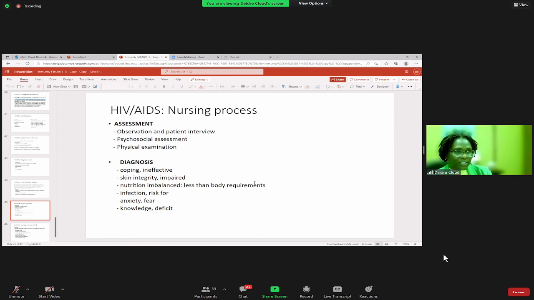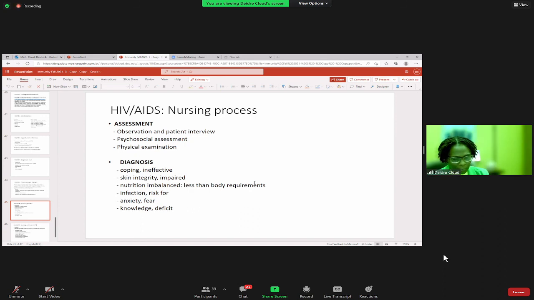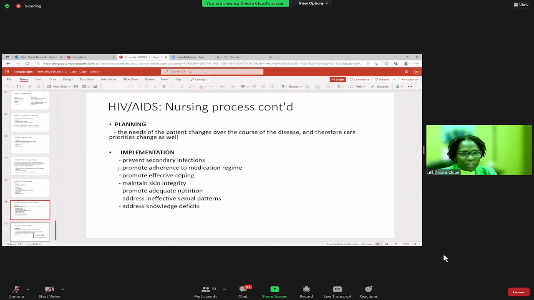And so if someone has HIV, what food should we tell them not to eat? Undercooked meats, fish, raw meats, raw vegetables, oysters, anything that has bacteria, we should not be giving them, or we should educate them not to take. And so you can look through the plan and the implementation. We want to prevent secondary infections and promote the medication regimen. All of those things are very important when caring for our patients with HIV or AIDS.